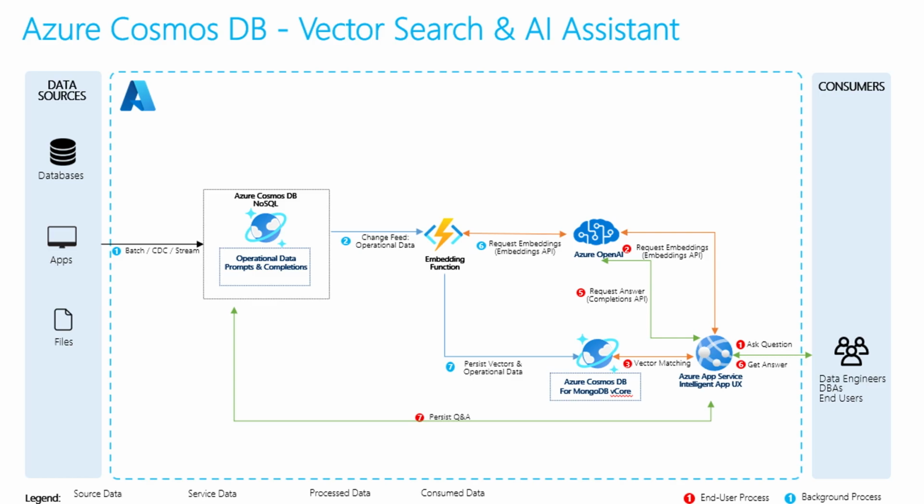On the other side, I've got an Azure web app running Blazor server, and that's got a nice little chat user experience to it. Customers or anybody can go and ask it questions about the data that's in the database here. It takes that question, generates embeddings or vectors for your question, and then uses that to run a vector search against MongoDB vCore. Once it's got the answers from that, it takes them and calls the completions API for Azure OpenAI and returns that as a response back to the user. Okay, clear as mud.